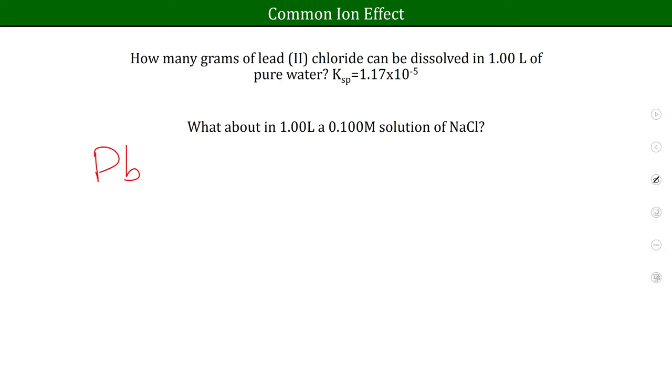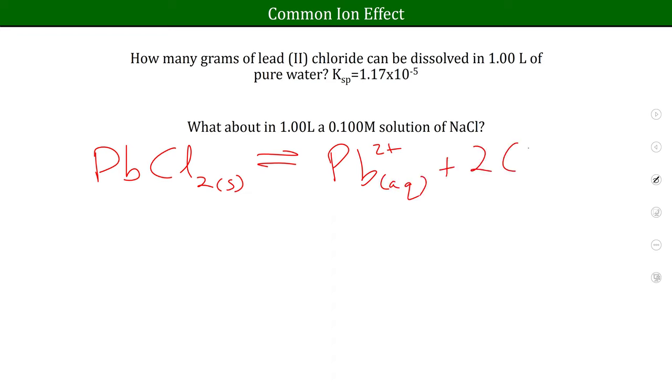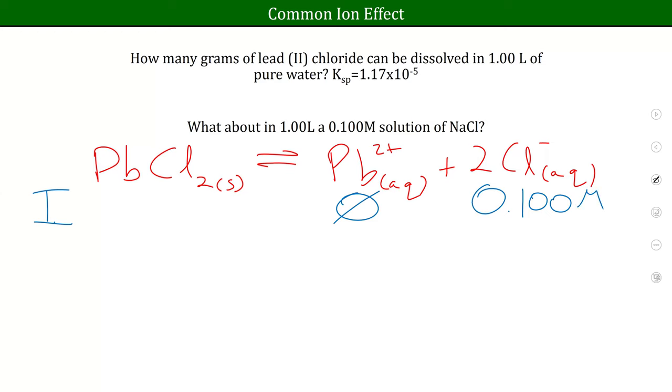We're going to ignore the fact that there are sodium ions around, because sodium doesn't factor into this equilibrium process. This equilibrium process is based only on lead concentration and chloride concentration. Still starting with zero lead, but now we're starting with 0.100 molar chloride, right?